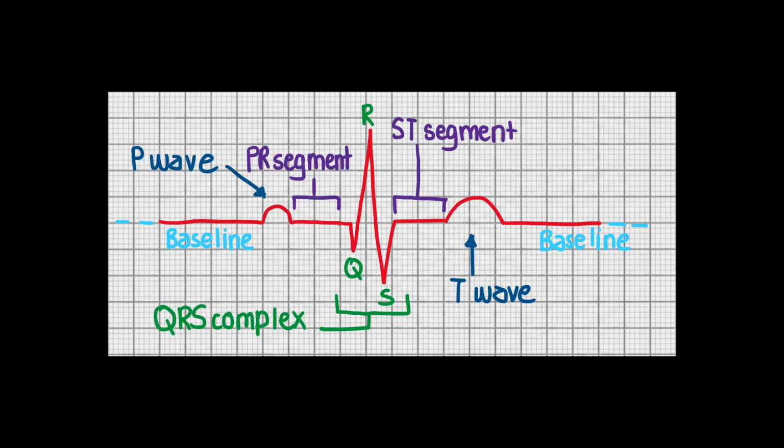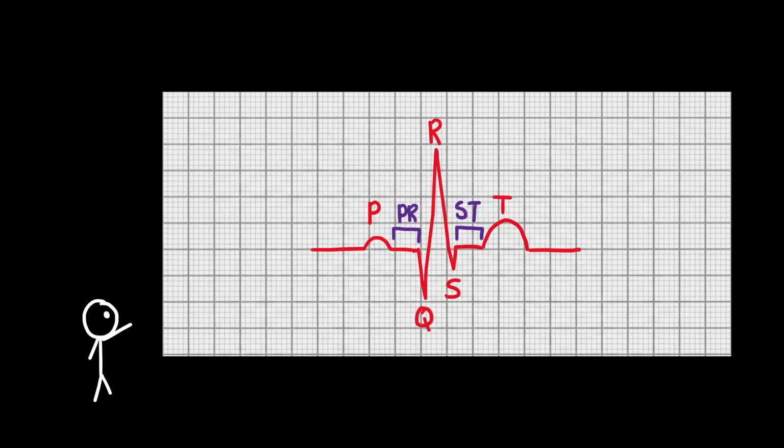Then back to baseline. One complete cycle, ready to repeat. So we have the P wave, the PR segment, the QRS complex, the ST segment, the T wave. One heartbeat every time.